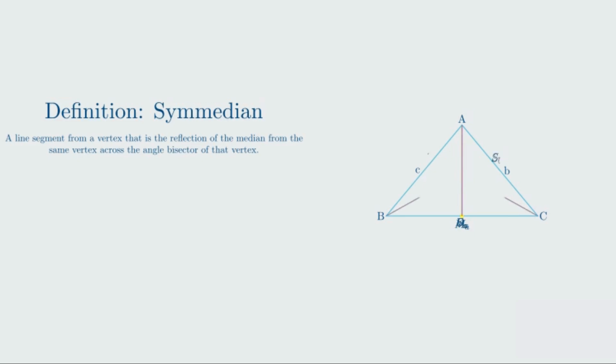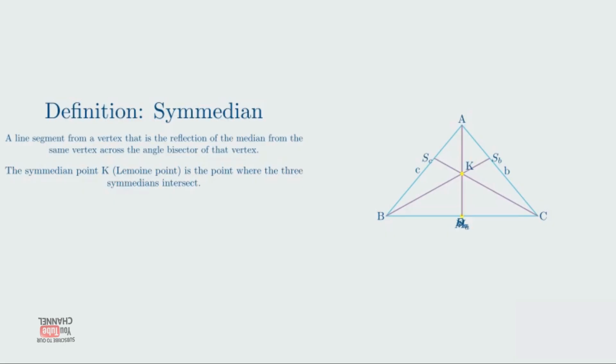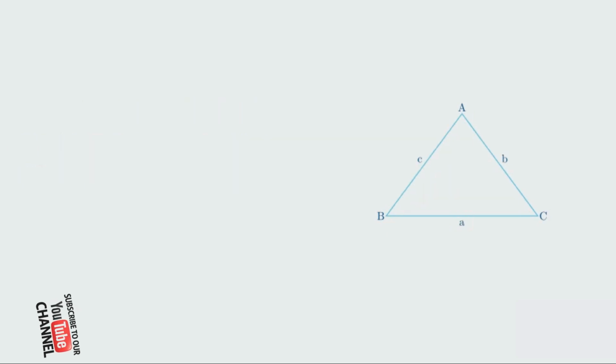We can draw symmedians from vertices B and C as well, which are BSB and CSC. And, as you can see, these three symmedians are concurrent. They all intersect at a single point. This point of concurrence is called the Symmedian point, which is also known as the Lemoine point or the Grebe point. This is the special point we are interested in for our proof. So, we've now defined what a symmedian is, and we've located the Symmedian point K where all three symmedians meet. Now, let's dive into the core property that makes the Symmedian point so unique.